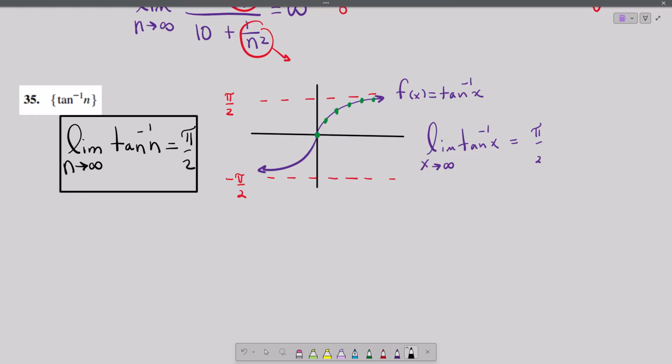And that's because we were given positive infinity, that it's positive pi over 2. Correct. So if the limit said as n goes to negative infinity, we would get negative pi over 2. Correct.